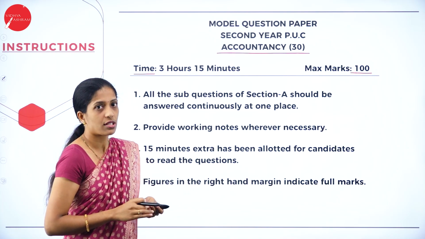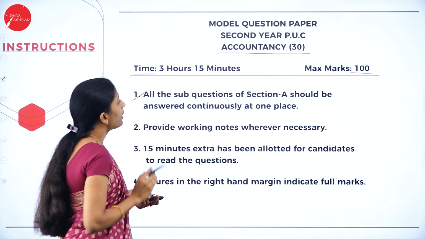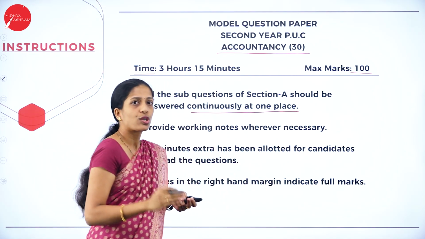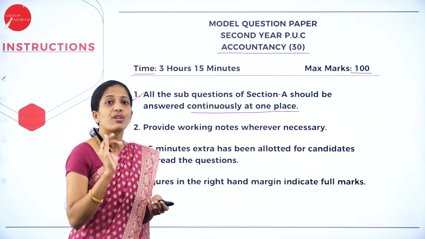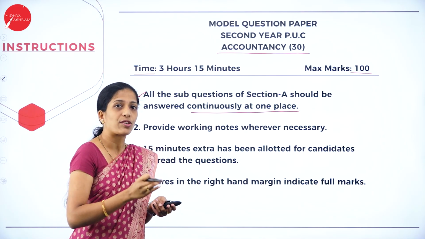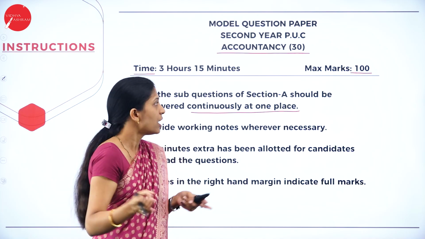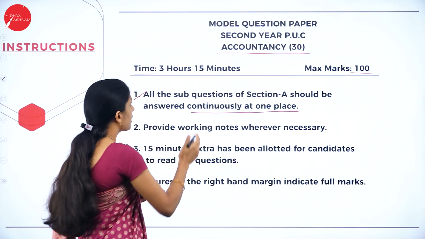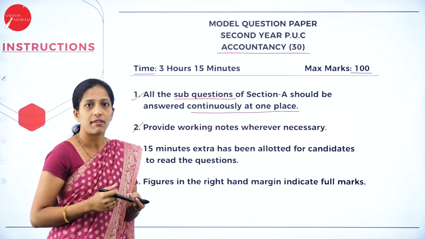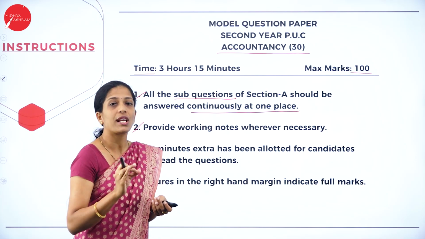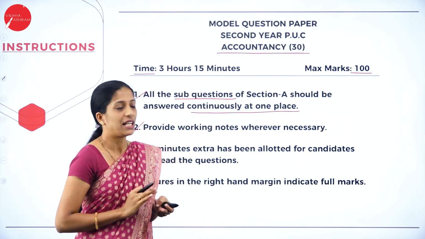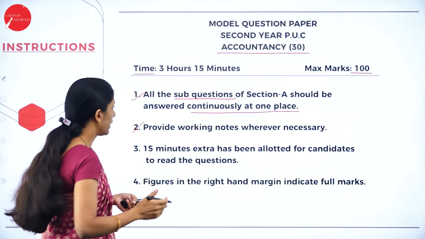Let us see what instructions they have given here. The first one is, all the sub questions of section A should be answered continuously at one place. As I told you earlier, you are going to attempt all the questions of section A simultaneously. You are not going to write one question here and the next question on another page. You have to answer the sub questions simultaneously. Coming to the second instruction, provide working notes wherever necessary. Of course, in accountancy we need working notes, so wherever a working note is required, provide it properly.